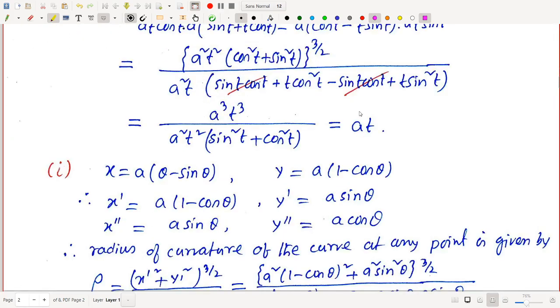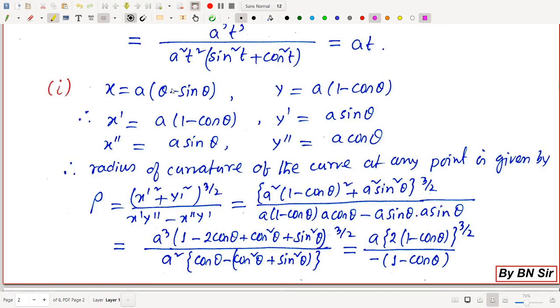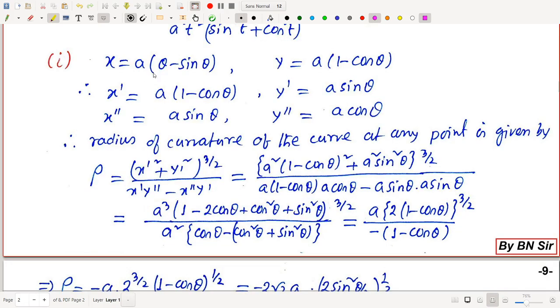Then we see Roman 1. Here the parameter is θ. We shall differentiate with respect to θ now. x = a(θ − sin θ), y = a(1 − cos θ). So x dash means dx/dθ this time. The derivative of θ with respect to θ is 1, and the derivative of sin θ is cos θ. Okay, then y = a(1 − cos θ): the derivative of 1 is 0, the derivative of cos θ is minus sin θ, so it becomes plus a sin θ.